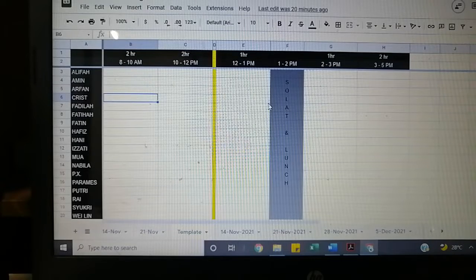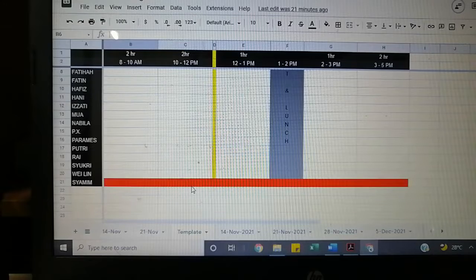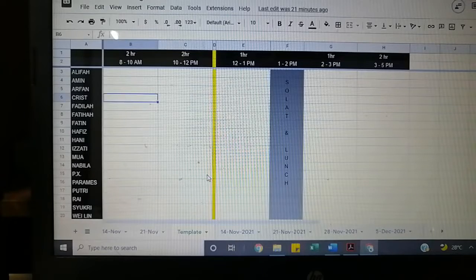It is a tutorial on how to use the Google Sheets for the Sunday booking list. First, you can see around this area this is a template, so please don't key in anything here. And since Shamim said she can't attend every single Sunday session, I just cancelled off her name here.